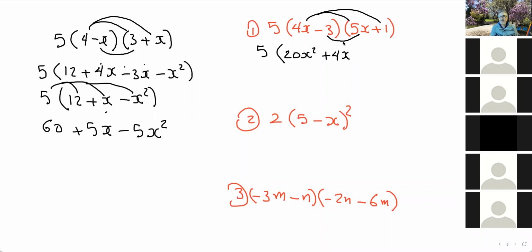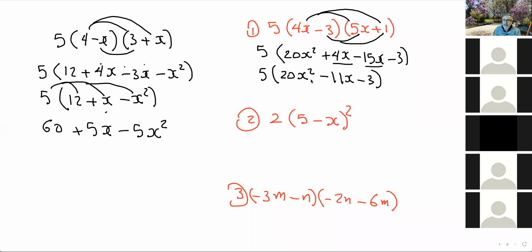Negative 3 times 5x and negative 3 times 1. Negative 3 times 5x is negative 15x. Negative 3 times 1 is minus 3. After that, keep the 5 outside of the brackets. Collect like terms to make your life easier here. So you have 20x squared plus 4 minus 15 is negative 11x. And then we have the minus 3.